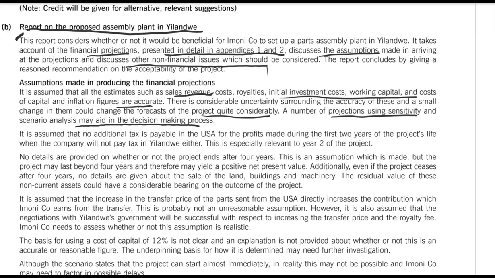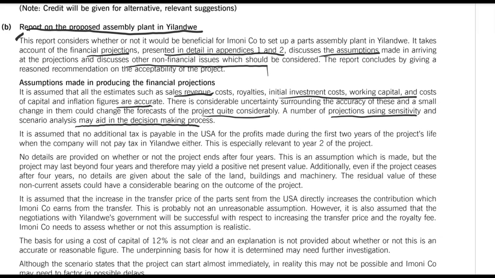So remember one thing, whenever you take any assumption, that can become a limitation. For example, you are making an assumption that sale price will be this, royalty will be this, working capital will change like this. These figures are estimations, and remember, estimations are prone to error. So by using sensitivity and scenario analysis, it will guide you, it will help you in decision making.